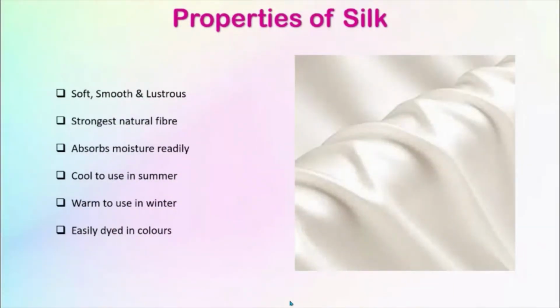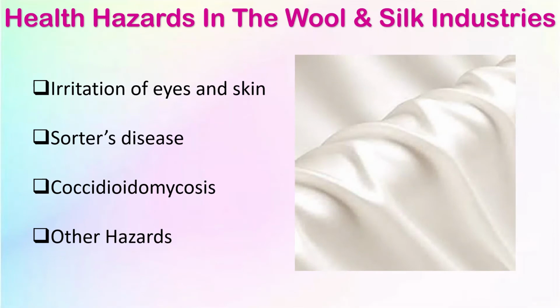Properties and qualities of silk. Silk is a soft and smooth fiber. It is very lustrous. It is the strongest natural fiber available. It absorbs moisture readily. It is cool to wear in the summer and warm to use in the winter. It can be easily dyed in multicolors.